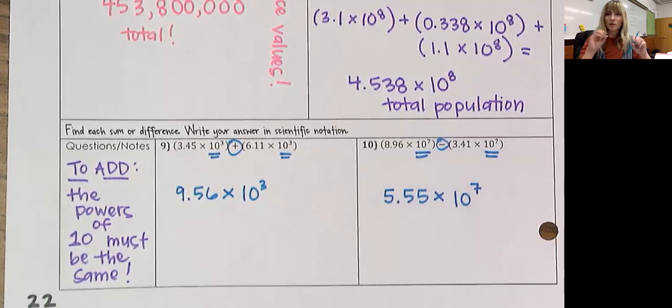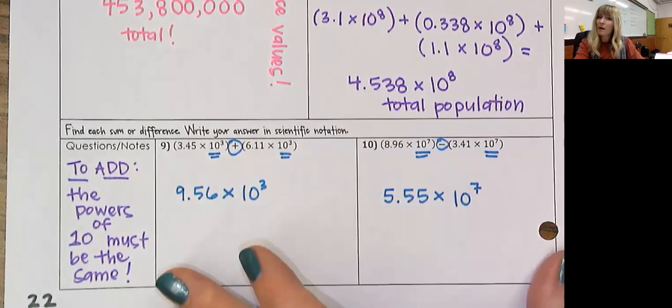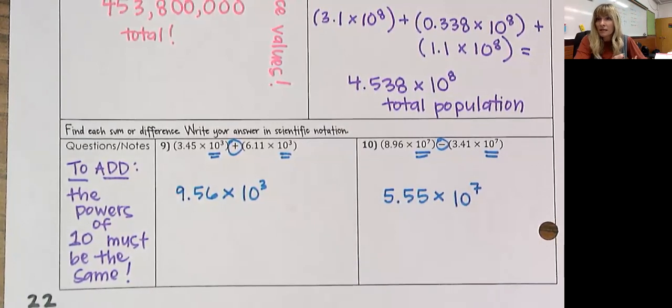Because with addition and subtraction, you get those powers of 10 the same so that you can keep them the same in your answer. So if the powers of 10 are already the same, it's pretty easy. Add or subtract the decimals, put the power back on, and you're good to go.